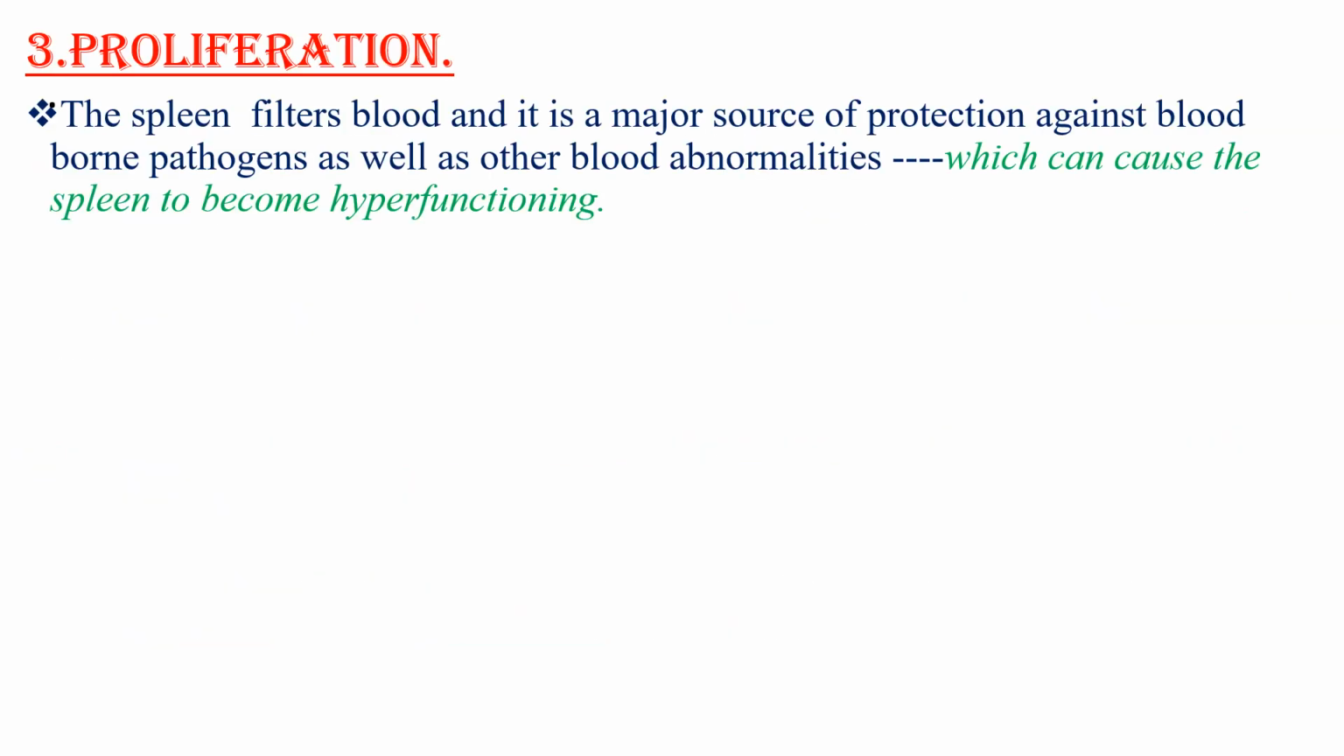The third one is proliferation. The spleen filters blood, and when doing so, it is a major source of protection against blood-borne pathogens as well as other blood abnormalities. So this causes the spleen to become hyperfunctioning. Hyperfunctioning of the spleen causes enlargement.